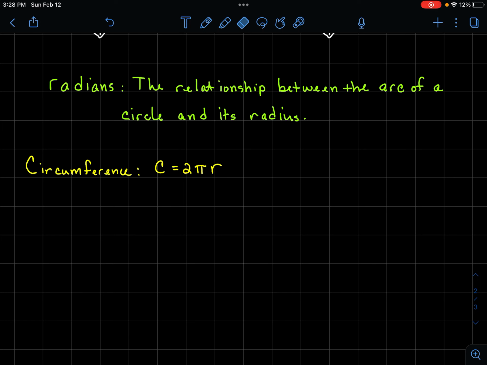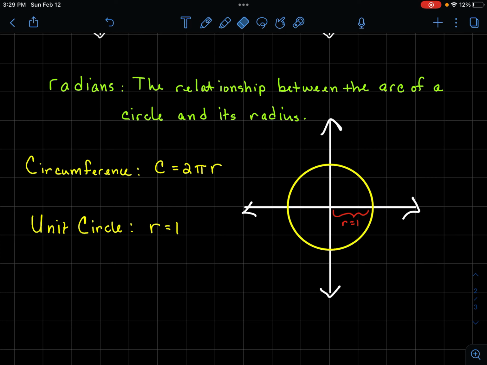The first thing we need to look at is we need to remember what the circumference is. And the reason why we use the circumference is it's easy to calculate given a radius, and we'll know the distance around the entire circle. The second thing is we're going to look at the unit circle. So this is a circle that has a radius of 1 unit, whatever that unit could be.